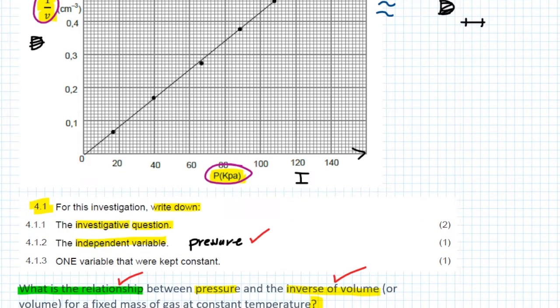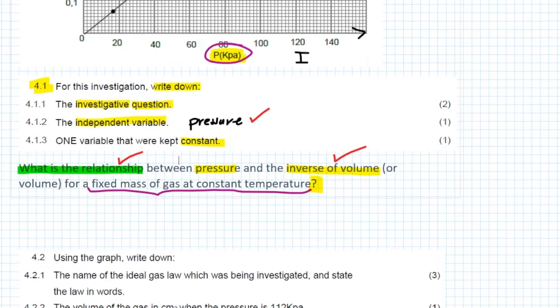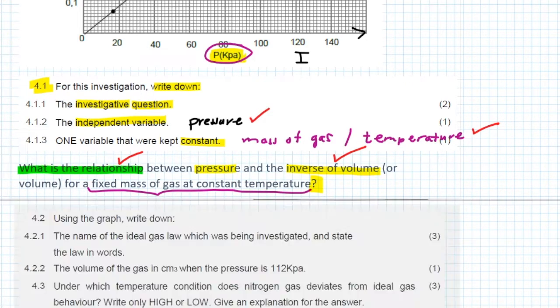Question 4.1.3 says, write down 1 variable that was kept constant. So we know there are 2 variables. You can either say the mass of gas, or you can say the quantity of gas, or you can say the temperature. Either of these would get you 1 mark, and this question is only out of 1 mark. They could have asked for 2 variables that were kept constant, because there are in fact 2 variables that are kept constant in this investigation.